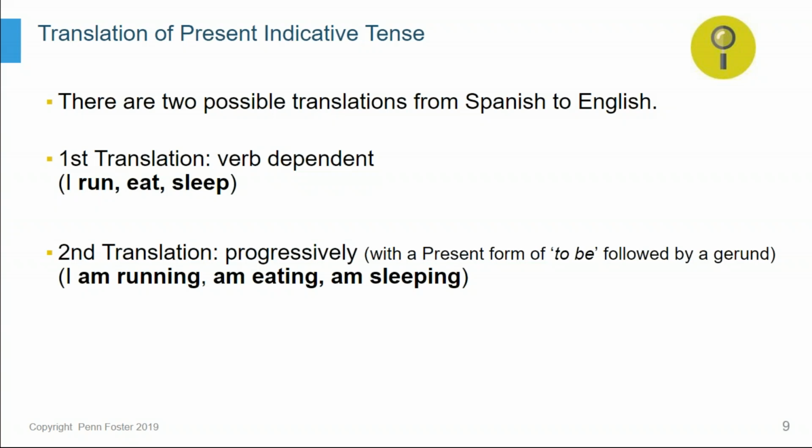Right? You can translate present tense also progressively, where you have a form of the present tense of to be, am, is, are, etc., followed by a gerund. So you notice the trend there in the second possibility. I am running, I am eating, I am sleeping, she is running, etc., etc. As long as you have that combination back to back, you have a possible translation of the present tense.